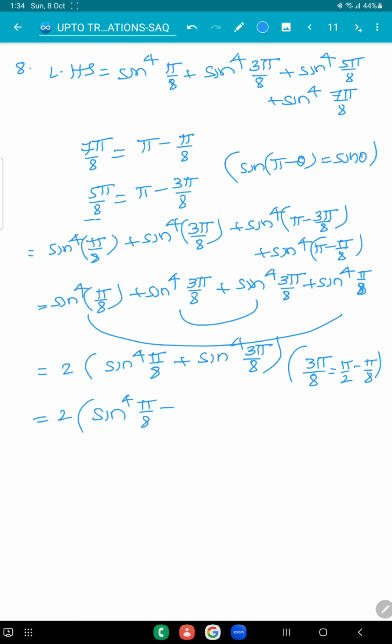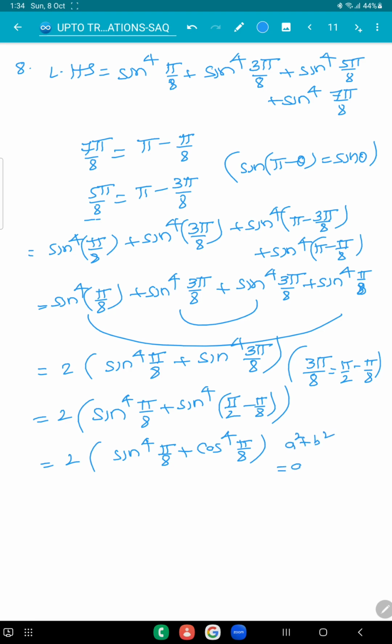Sine power 4 pi by 8 plus sine power 4 pi by 2 minus pi by 8, that is 2 into sine power 4 pi by 8 cos power 4 pi by 8. Now let us apply the formula a square plus b square is equal to a plus b whole square minus 2ab. So how to apply this one? This is sine square pi by 8 whole square plus cos square pi by 8 whole square.